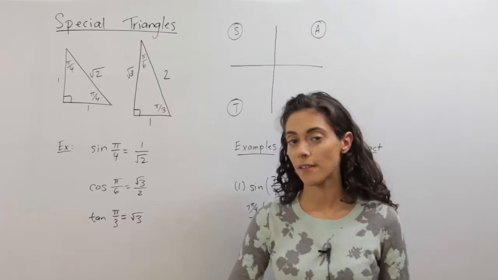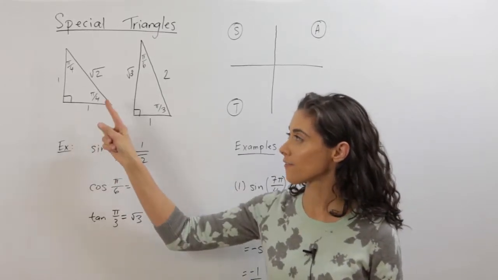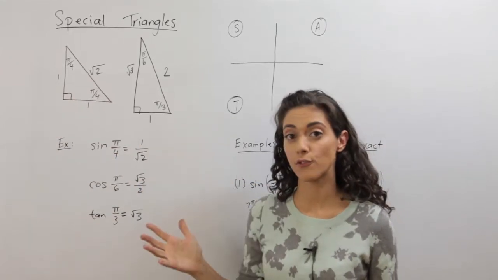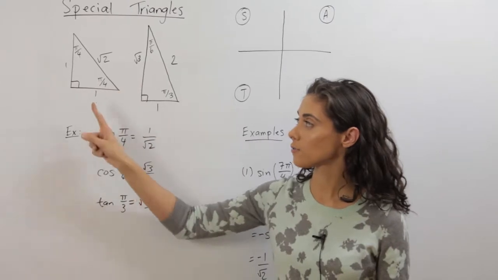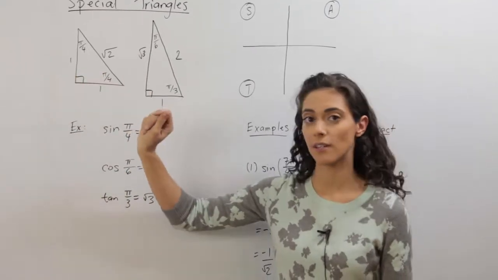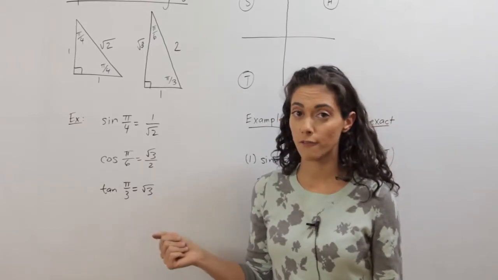Our special triangles. These should look familiar. All that we've changed is, rather than this being 45 degrees and 45 degrees, we've used radians, pi over 4 and pi over 4. So this is some isosceles triangle with side lengths 1, 1, and root 2, and as a result, these two angles are both 45 degrees, or now in radians, pi over 4.